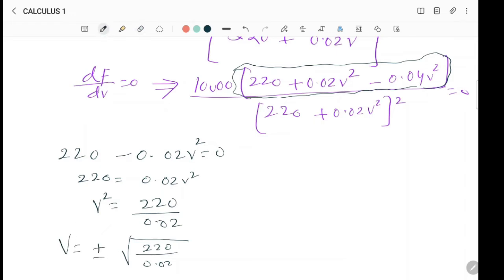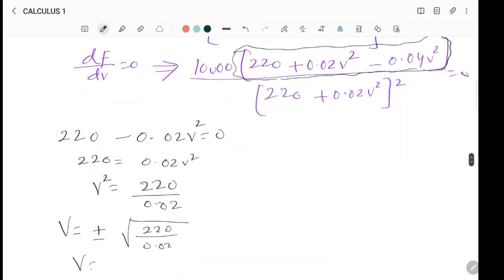V equals plus minus. Now what's the calculation here? Root 220 over 0.02. That is in the decimal. I would like to write in one decimal, so 104.88. So I can write 104.9.